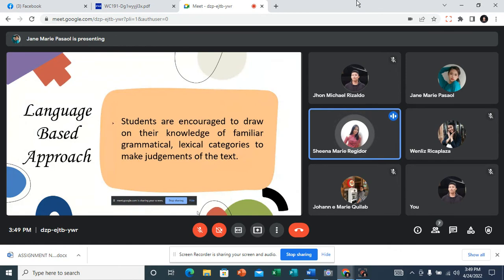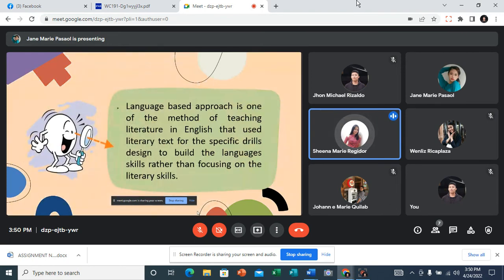Students are encouraged to draw on their knowledge of familiar grammatical, lexical categories to make judgments of the text. So, in short, literary texts are seen as means to helping students improve language proficiency by providing exposure to the target language and connecting them to specific vocabulary and other aspects of the language. So, next slide.